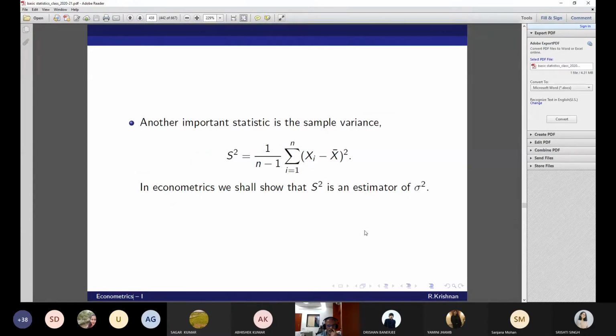Another important statistic is the sample variance. We'll spend quite some time in econometrics to show that the so-called S square is an unbiased estimator, efficient estimator, consistent estimator, all those things. Don't worry, I'll bombard you with all that. Notes is ready. Okay, the sample variance. We'll use this, because I need an estimator for sigma square. S square is a statistic, completely explained in terms of known values.